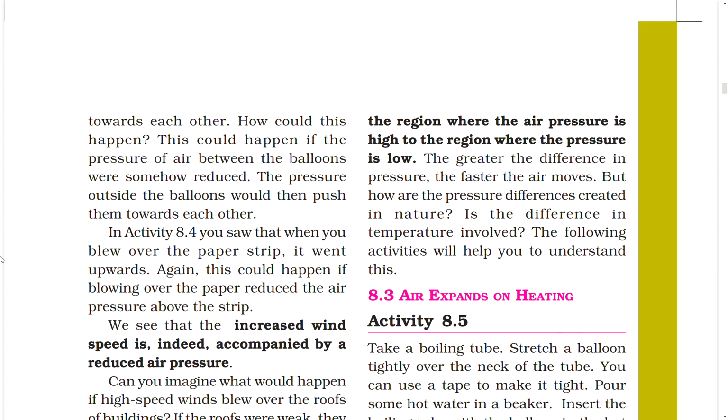In the activity, you saw that when you blew over the paper strip, it went upwards. Again, this could happen if blowing over the paper reduced the air pressure above the strip. We see that the increased wind speed is indeed accompanied by a reduced air pressure.